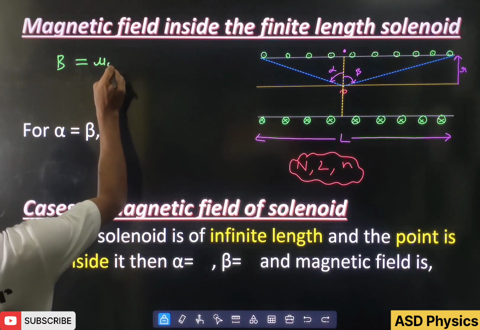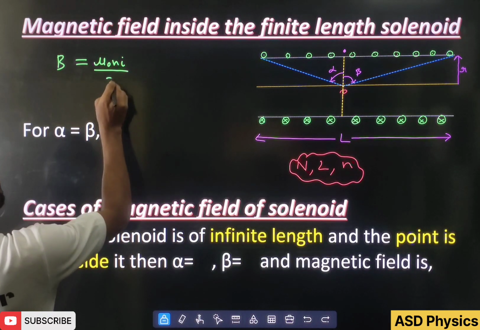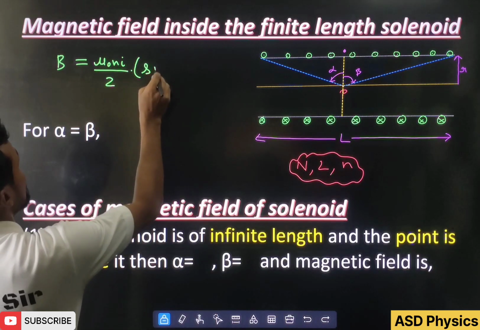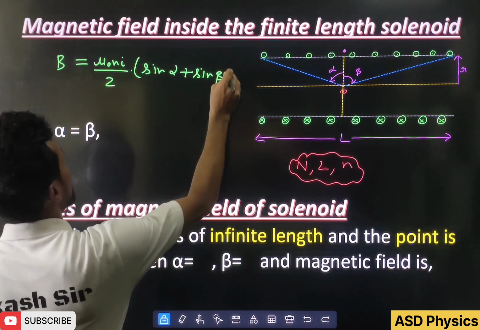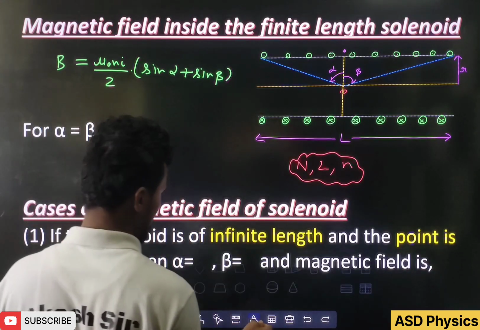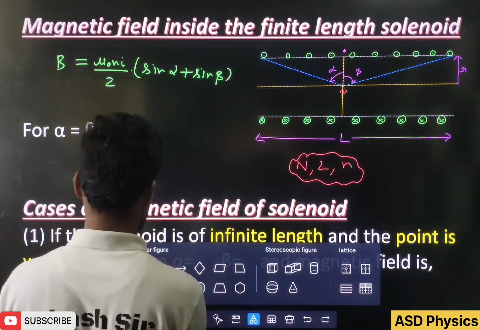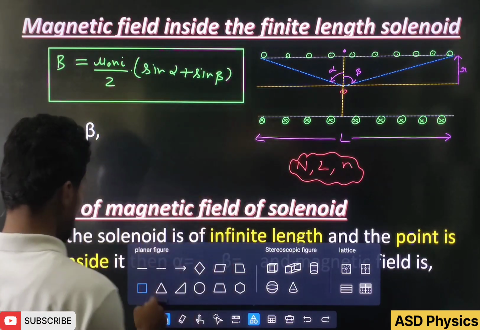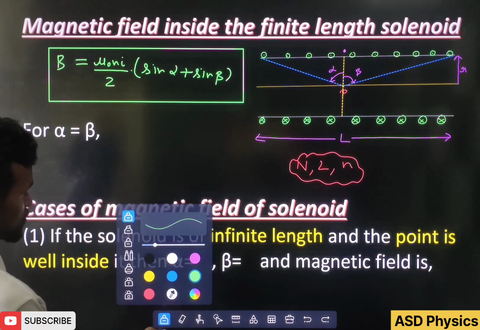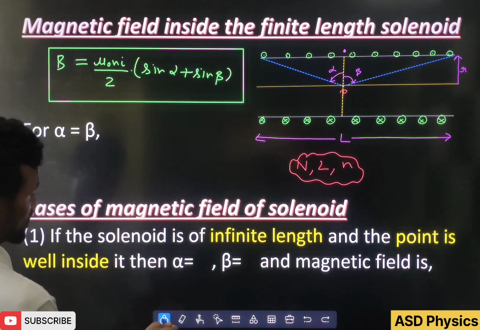So B equal to mu naught Ni by 2, and it will become sine alpha plus sine beta. What will be there, students? Sine alpha plus sine beta, is it? And you can put it into a box also, like this. So this is the formula: mu naught Ni by 2 into sine alpha plus sine beta.